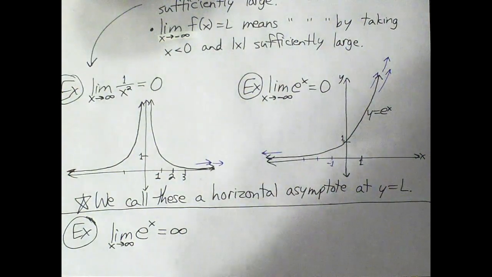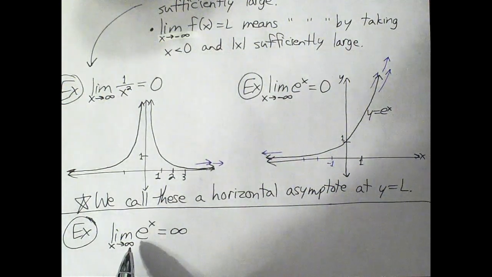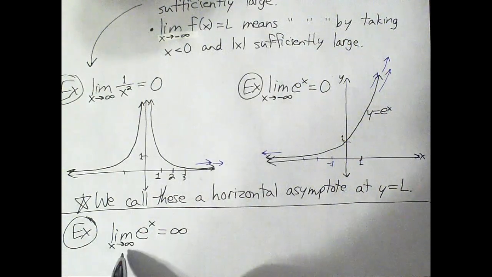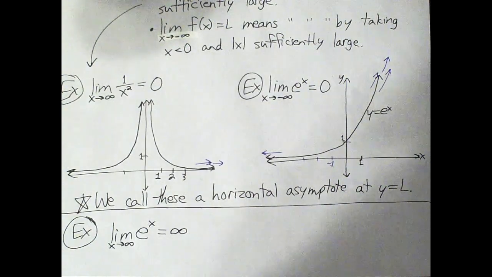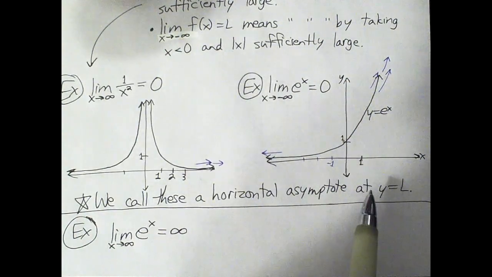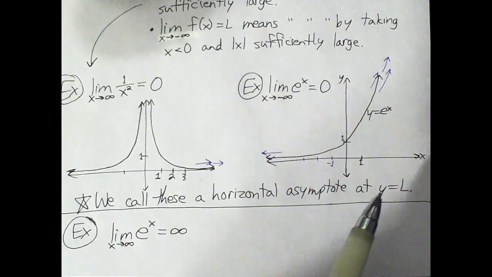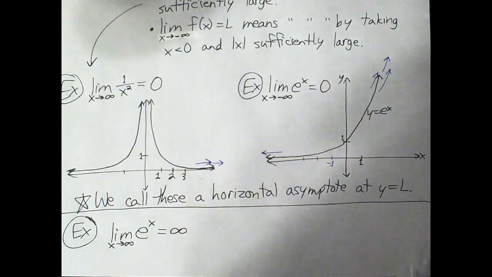The reason I wanted to show you that as an extra little problem is because I wanted to show you that it is possible to have a problem that has the infinity symbol in both places. X is approaching infinity, and e to the x is also approaching infinity. And that one would not be called a horizontal asymptote. It's only called a horizontal asymptote if there is some L, right? Like y equals L, such as 0 or some other finite number.